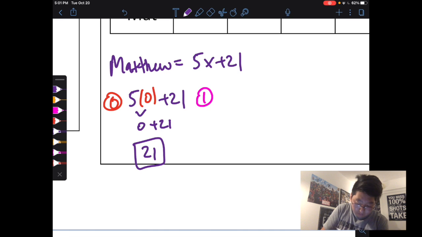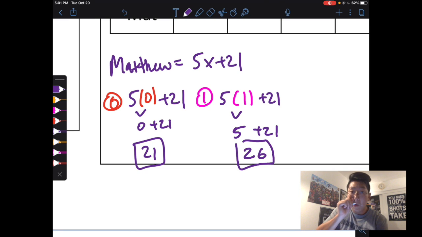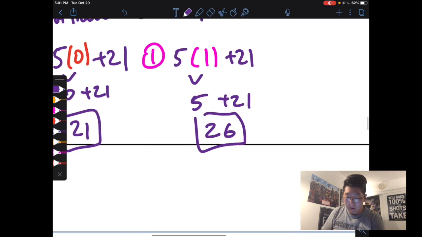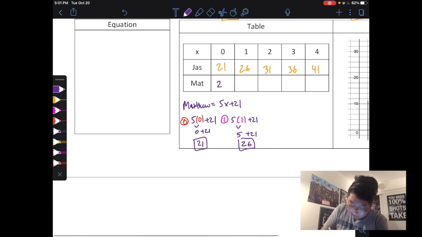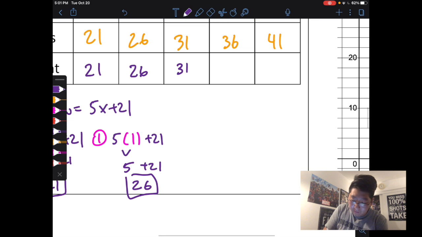One. 5 times 1 plus 21. 5 times 1 is 5 plus 21 is 26. All right, 21, 26. Do I really need to write this down? I hope not.